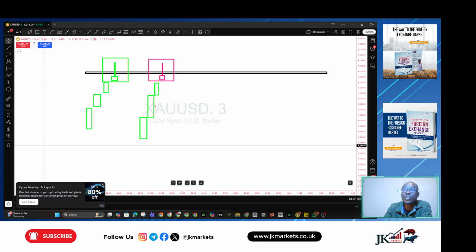However, you can't use just a shooting star to enter a trade. Looking at what we are learning, you should wait for a confirmation, which will change your shooting star into a morning star.